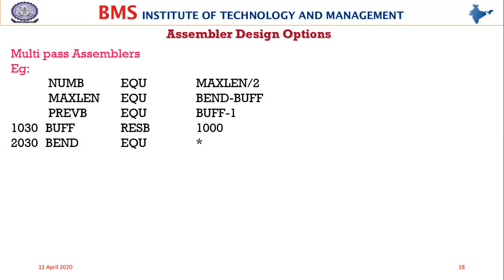Now, though we have got the address of buffer and buffer end, and even buffer end is referring to the current location counter value because of the star, maxlen, numB, PREVB are all supposed to be evaluated. So we cannot do it in a single pass. We need multiple passes. So that's what we mean by this.